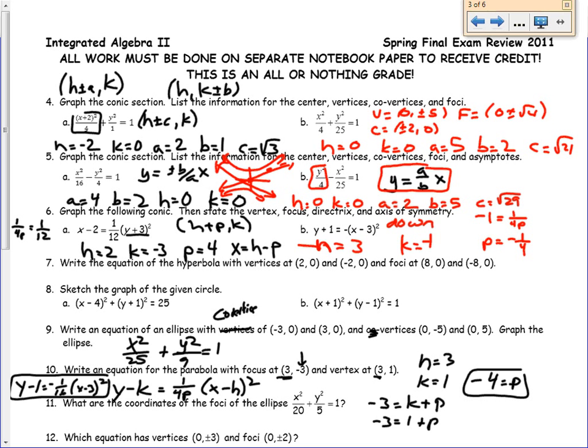Circles. Circles are pretty straightforward. Somebody look at this and tell me the center. Number 8b. Negative 1, 1. Tell me the radius, if that number is 1, what's the square root of 1? 1.